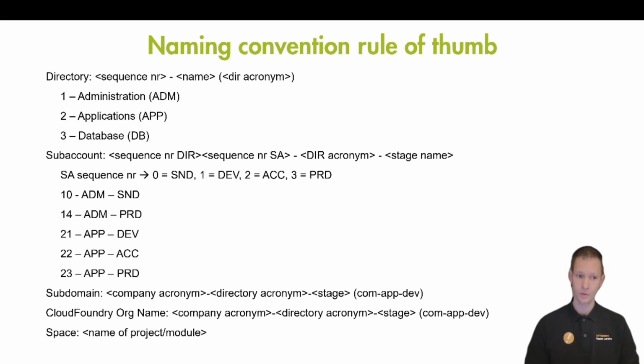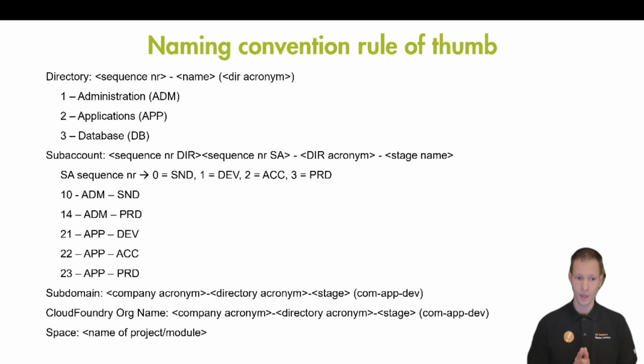For a subaccount, we also start with the sequence number of the directory, so we know immediately which directory we are in without looking at the directory, followed by a sequence number for the subaccount. There we always start with 0 for sandbox, 1 for development, 2 for test and 3 for production. You could also do it differently.